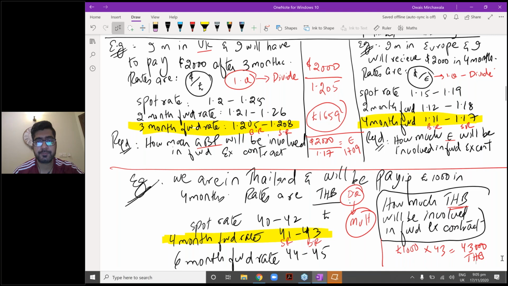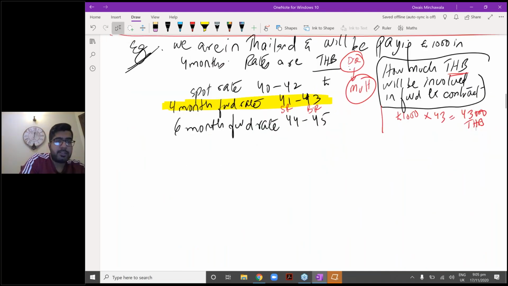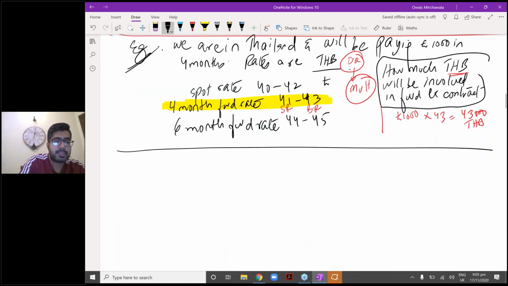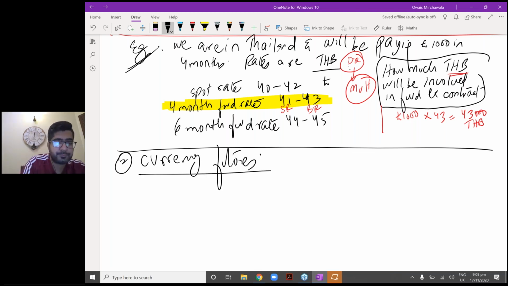Any more questions regarding this? You can ask. And then we can move towards the second technique, that is currency futures, and you can note the stuff for currency futures as well.